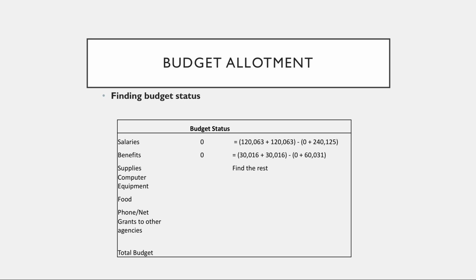So when we're thinking about our budget status, we're basically trying to figure out whether or not we've overexpended or underexpended for a given time frame, and that allows us to be able to gauge our fiscal activity for the rest of the fiscal year.